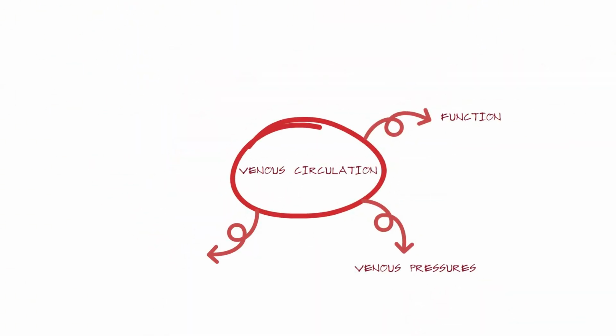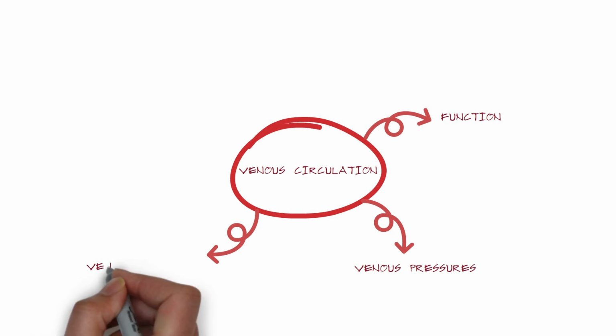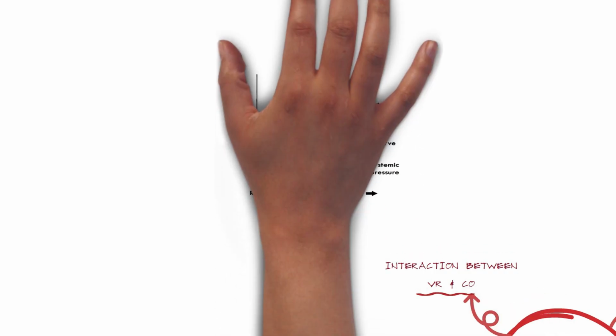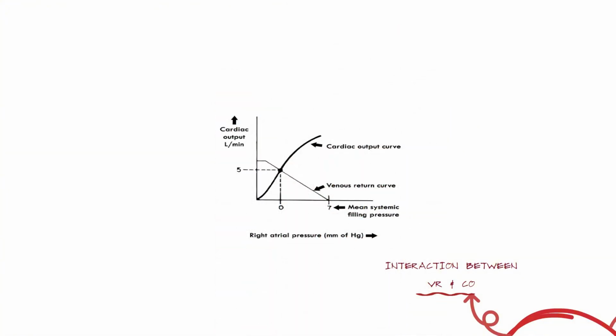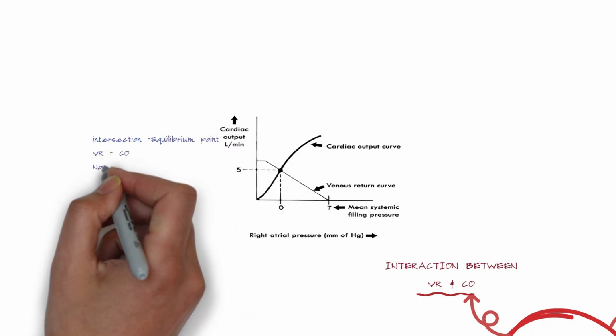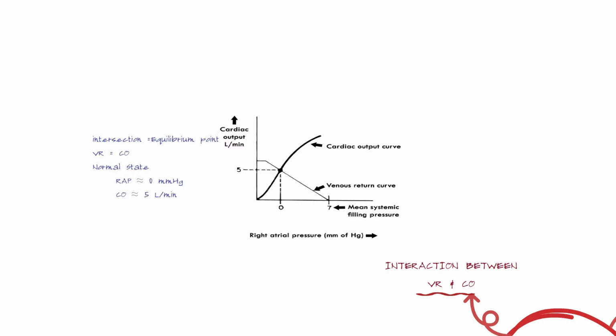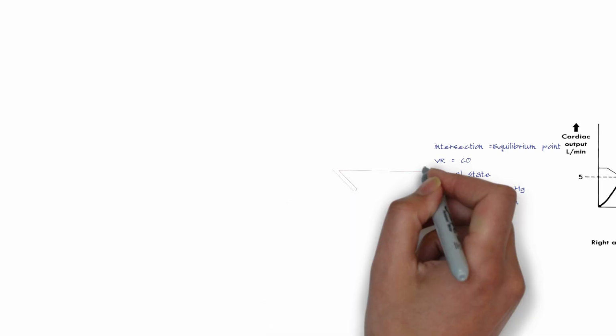And now let's bring the venous return and cardiac output curves together. When we draw the two curves on the same graph, they meet at one point. And this point is the equilibrium point, where the venous return equals the cardiac output. At this point, the right atrial pressure is 0 and cardiac output is 5 liters per minute.